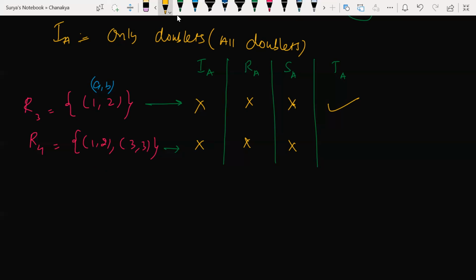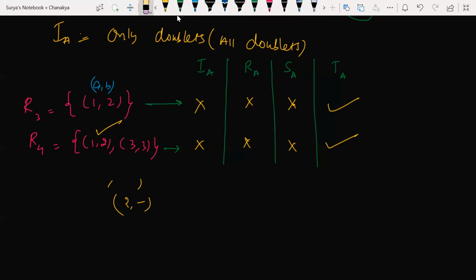Sir, it is transitive. Why? Look at it. If I take this as A comma B, B comma C should be what? Something 2 comma something. But 2 comma something I don't have. I will not be checking further. So for this it is satisfying.